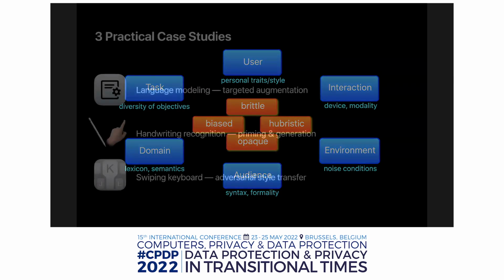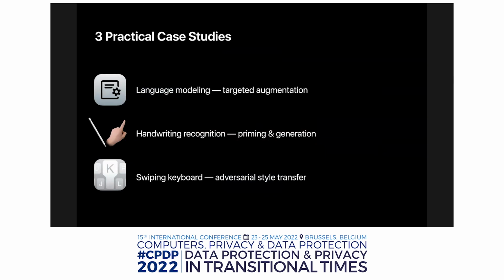And that brings us to the three practical case studies that I'd like to cover today, which will each illustrate a different generation strategy. The first one is language modeling for predictive typing with a strategy of targeted augmentation. Then we'll talk about handwriting recognition with a strategy of priming and generation. And finally, we'll cover swiping keyboard input with a strategy of adversarial style transfer.